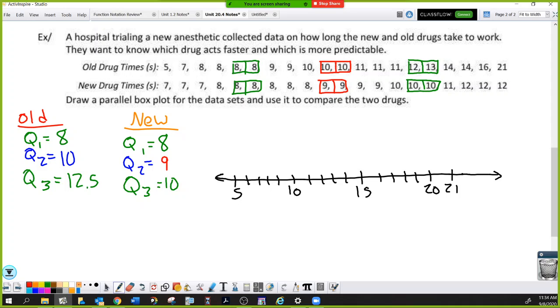So I'm going to draw the old box plot in red, the whole thing in red. Q1 was at 8. Q2 is at 10. Q3 is at 12 and a half. Minimum of 5. Maximum of 21. Good gravy.